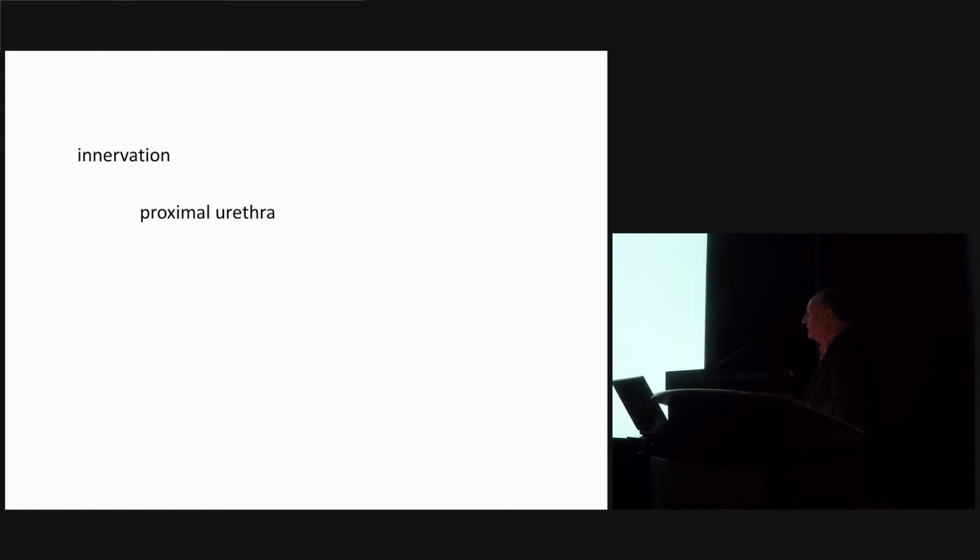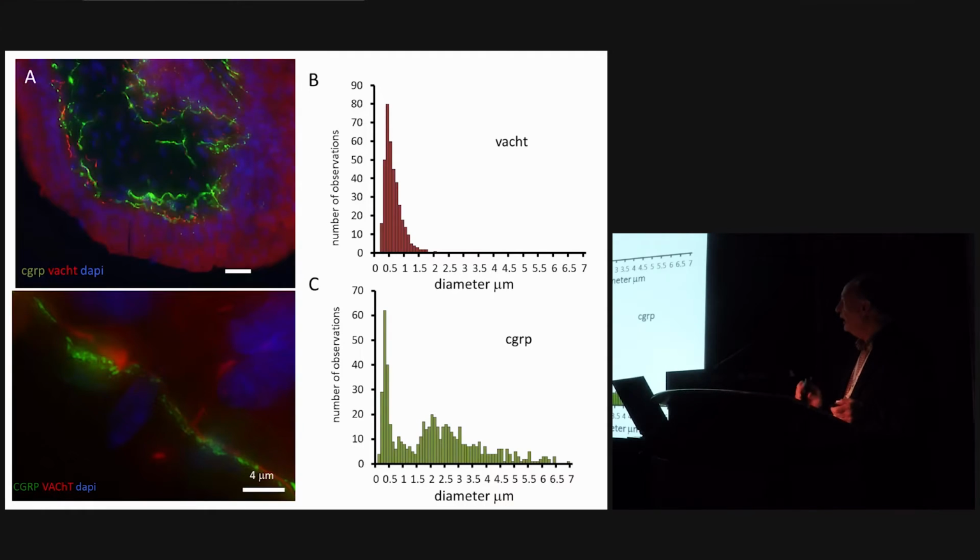The final thing I want to say in the last minutes that I've got left, if I can have the indulgence of the chairman, is I want to go back to the proximal urethra. In the proximal urethra, I've told you that there are different kinds of structure, Vacht fibers, and CGRP in green. What struck me was that when I looked at pictures like this, there is something incredibly odd.